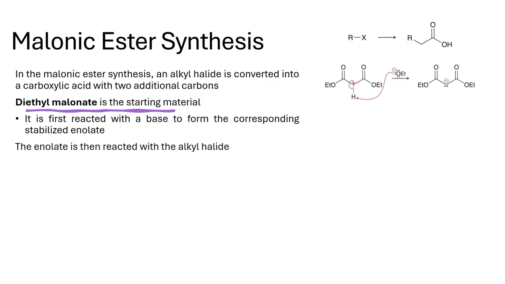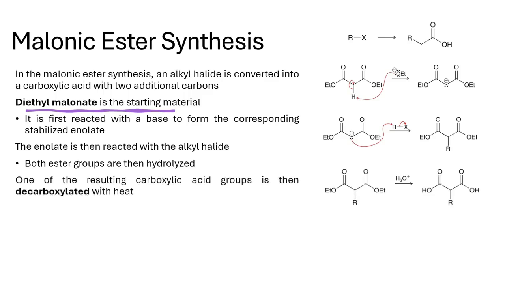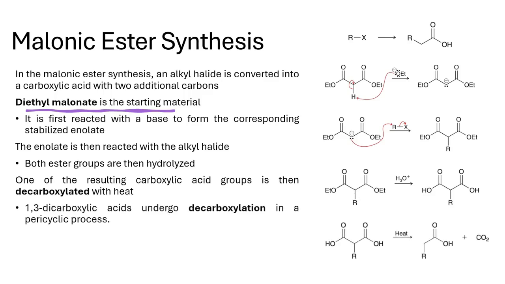Both ester groups are then hydrolyzed. One of the resulting carboxylic acid groups is then decarboxylated with heat. 1,3-dicarboxylic acids undergo decarboxylation in a pericyclic process that results in the product and carbon dioxide.